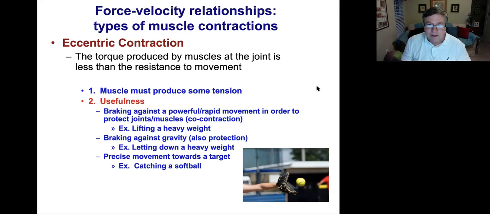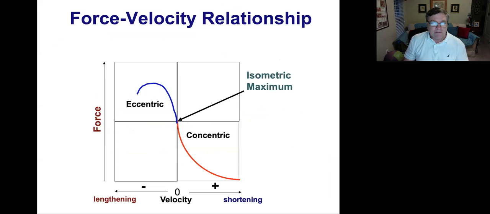So catching a softball is a really good example. See a little photo there. So this is a force-velocity relationship. So notice that the velocity in the middle is equal to 0. So this is where we have no movement at all. That means an isometric contraction.